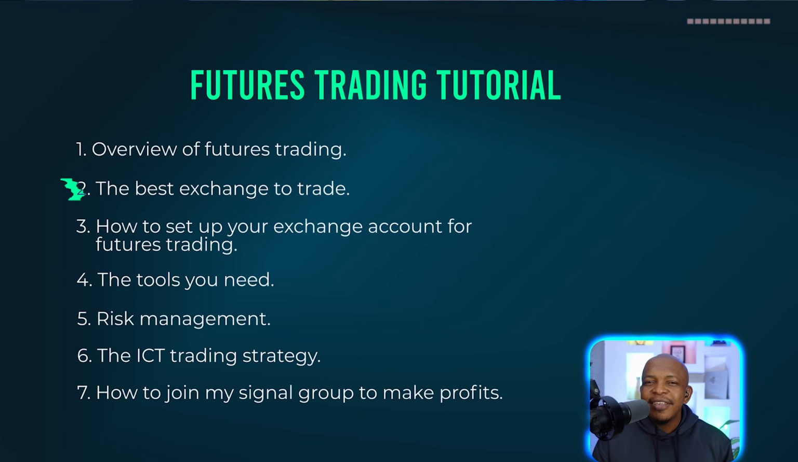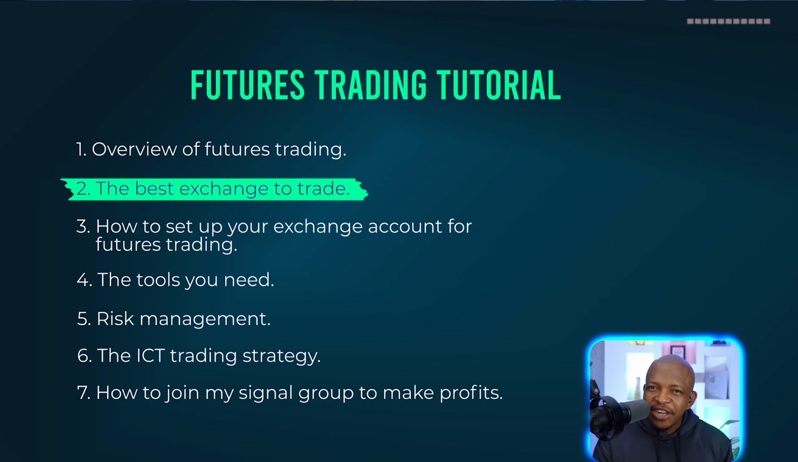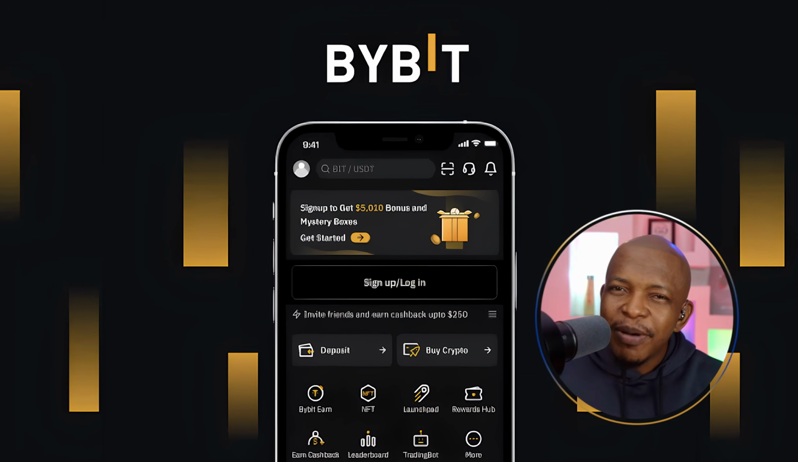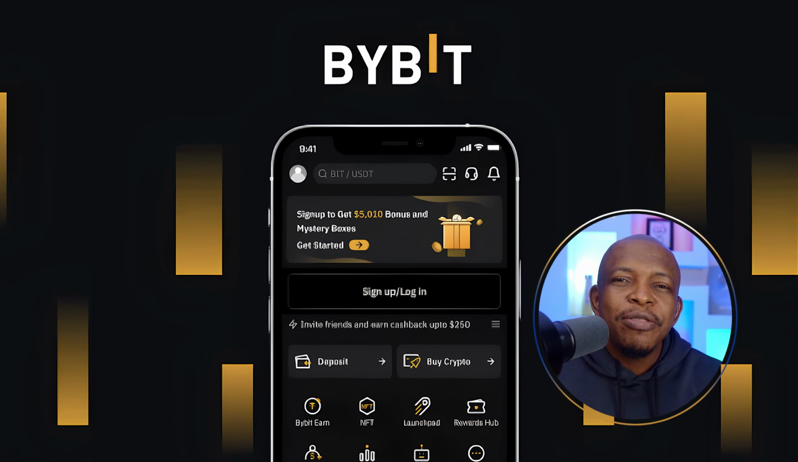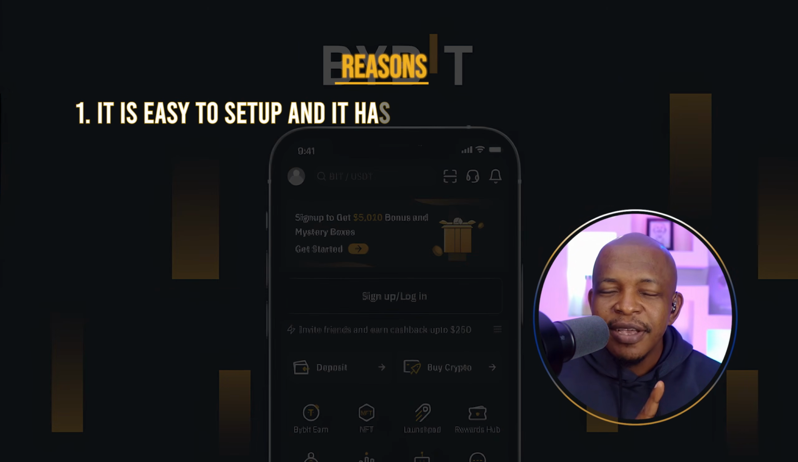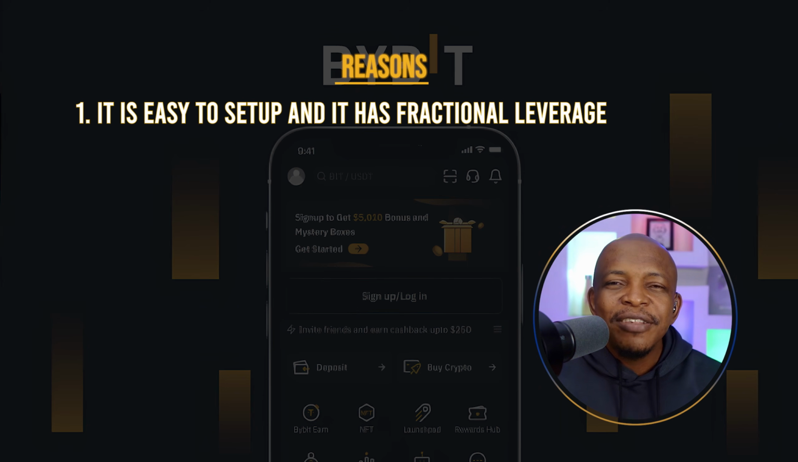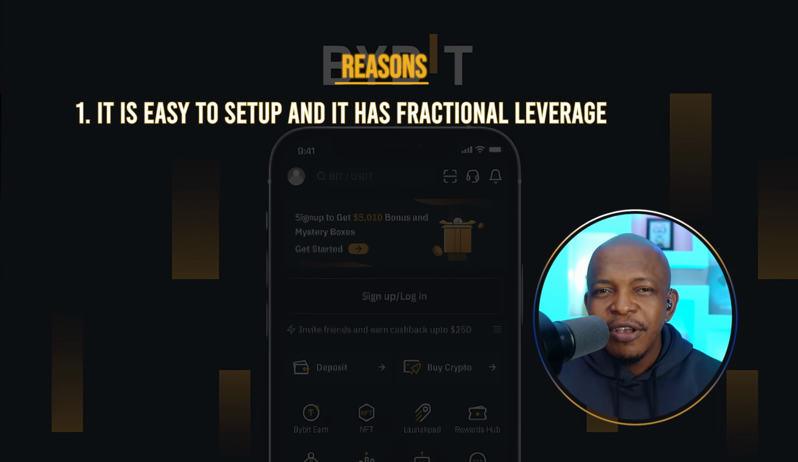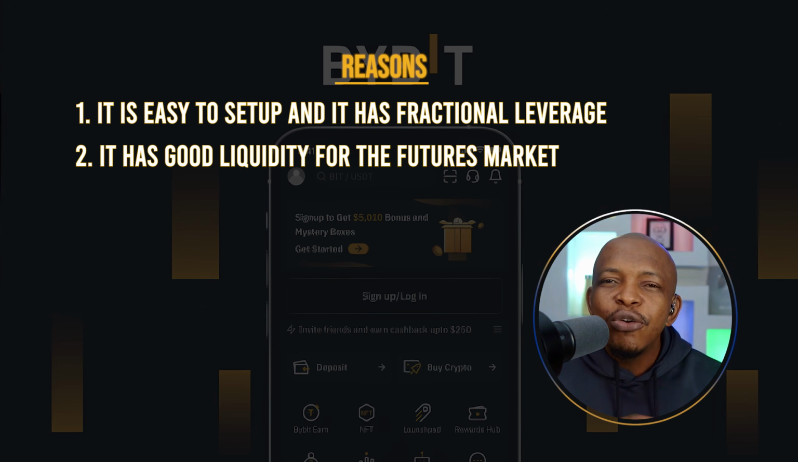The next is the exchange. The exchange that I recommend for futures trading is Bybit. You can use Binance or any other one, but there are 3 reasons I recommend Bybit. One is that it is easy to set up and it has fractional leverage, which is useful for my strategy. Binance does not have that. Two is that it has good liquidity for futures markets.